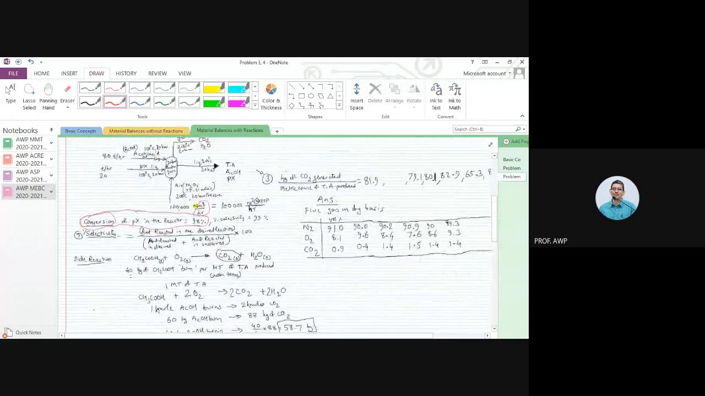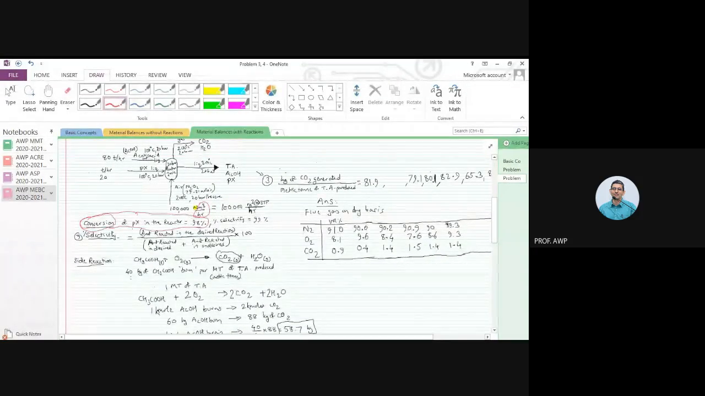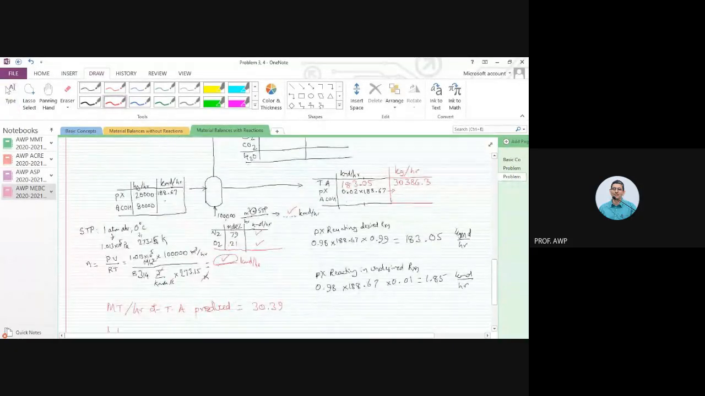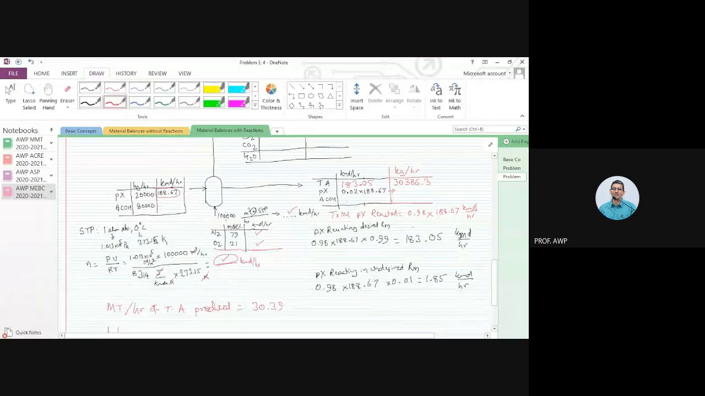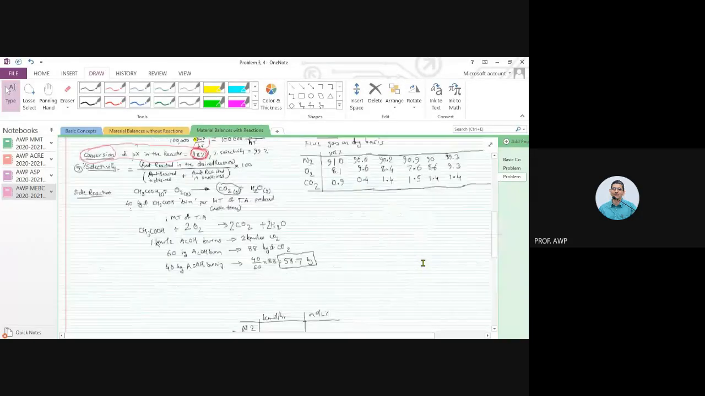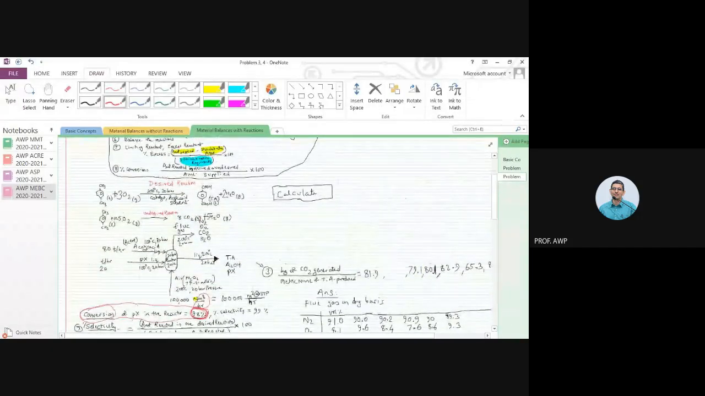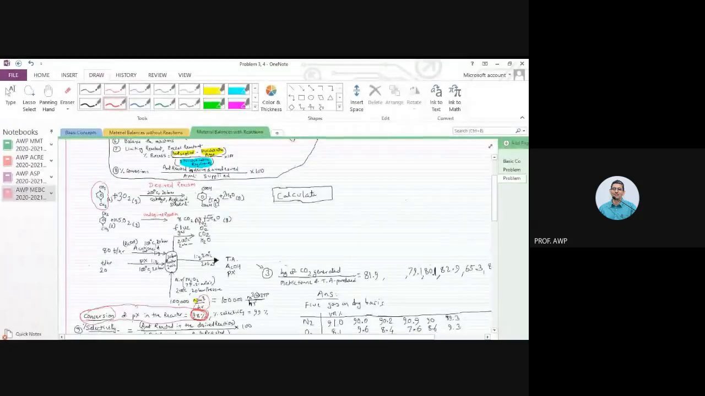But didn't we say that there is 98% conversion in the reactor? Yes, sir. So 98% conversion means out of 188.67 that is reacting, how much has reacted? Total paraxylene reacted is equal to 0.98 multiplied by 188.67 kilomoles per hour. Selectivity is 99% means 0.98 into 188.67, that is the total reacted, into 0.99, 99% is 183.05. So if 183.05 moles of paraxylene react, how many moles of terephthalic acid will be produced? What is the stoichiometry? One paraxylene is going to give me 1 terephthalic acid, isn't it?